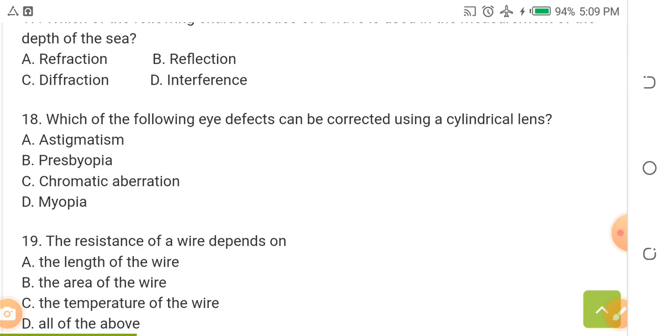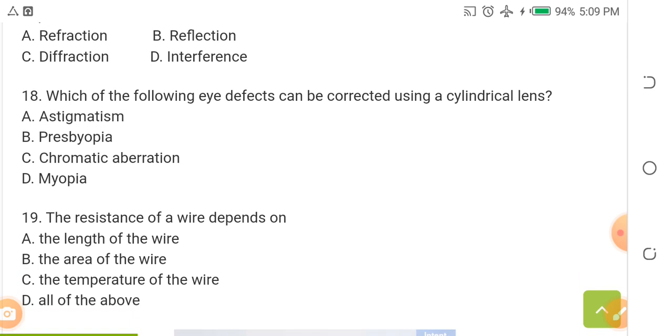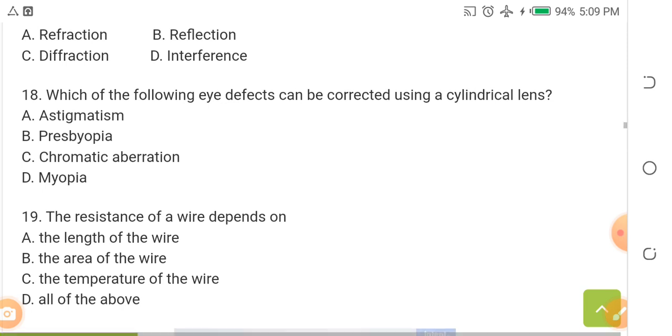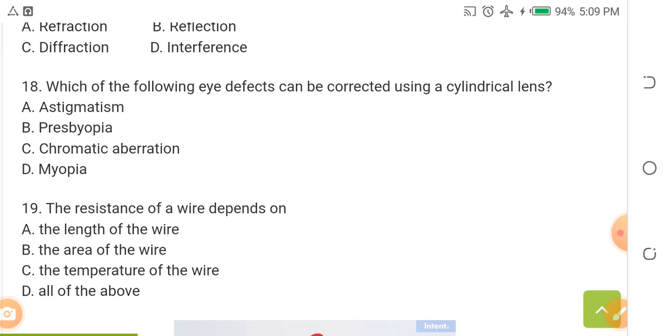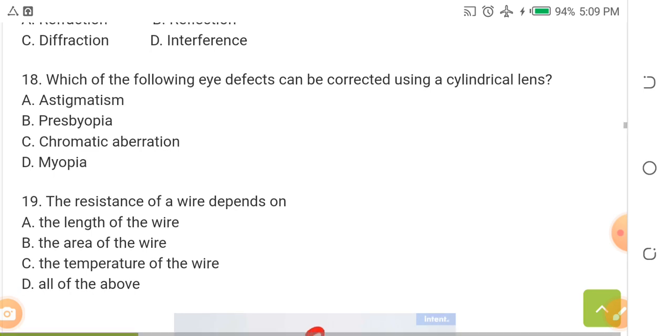Question 18. Which of the following eye defects can be corrected using a cylindrical lens? If you watch the other videos we have done, you will find out that this kind of question keeps coming out every year, and it will also come out in your own. That is why I need you to go back to your physics textbook and read up convex lens, concave lens, and eye defects.